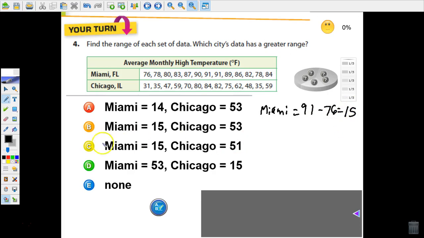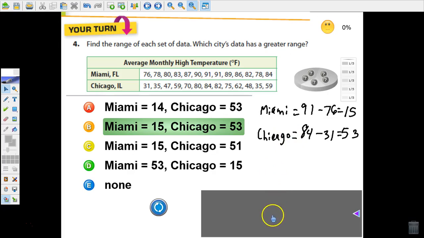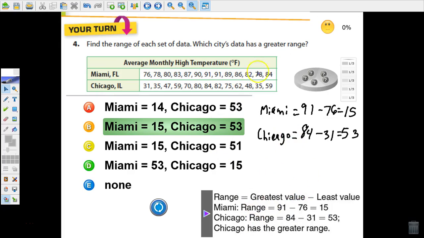So it's either B or C. And then Chicago. 31 seems to be my lowest. Let's look for the highest. 84. So 4 minus 1 is 3, 8 minus 3 is 5. So our answer is letter B. The range is way higher in Chicago. Chicago has the greater range.